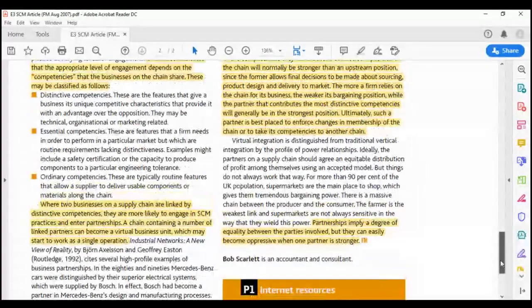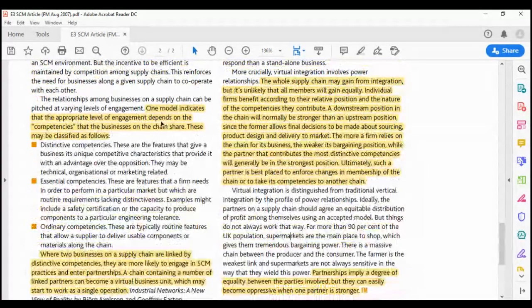So when we look at page 2, you will see that the level of engagement between links in a supply chain depends on the competency that the businesses have and what they share. So the first and the most important one are referred to as distinctive competencies, and these are features that give businesses their unique competitive characteristics. And I hope this rings a bell. It is the unique position that a company takes in order to gain a sustainable competitive advantage.